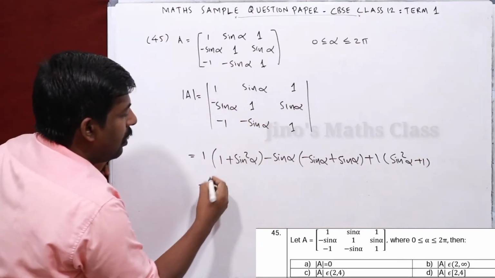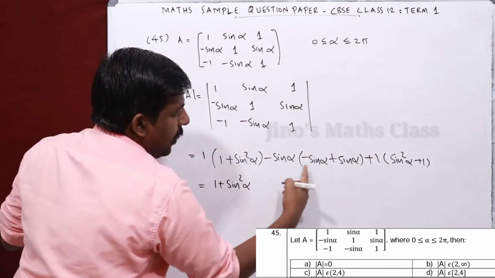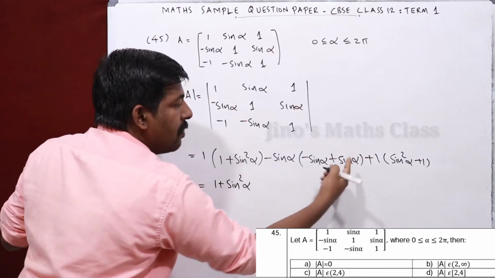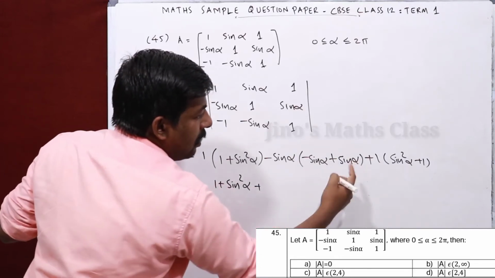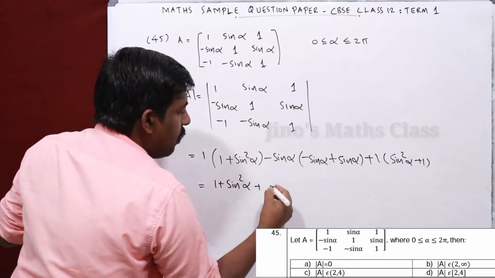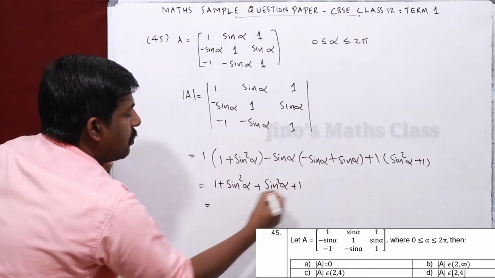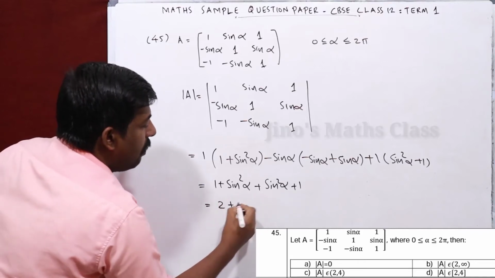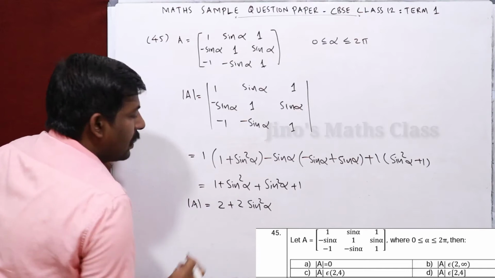That is equal to here 1 into 1 plus sin square alpha means it is 1 plus sin square alpha. Here you can see minus sin alpha plus sin alpha is 0, so 0 into anything is 0 only, so no need to write that. And here you can see 1 into sin square alpha plus 1, again that is sin square alpha plus 1. So here it is 1 plus 1, that is 2 plus sin square alpha plus sin square alpha, that is 2 sin square alpha. So this is the value of determinant A, right?